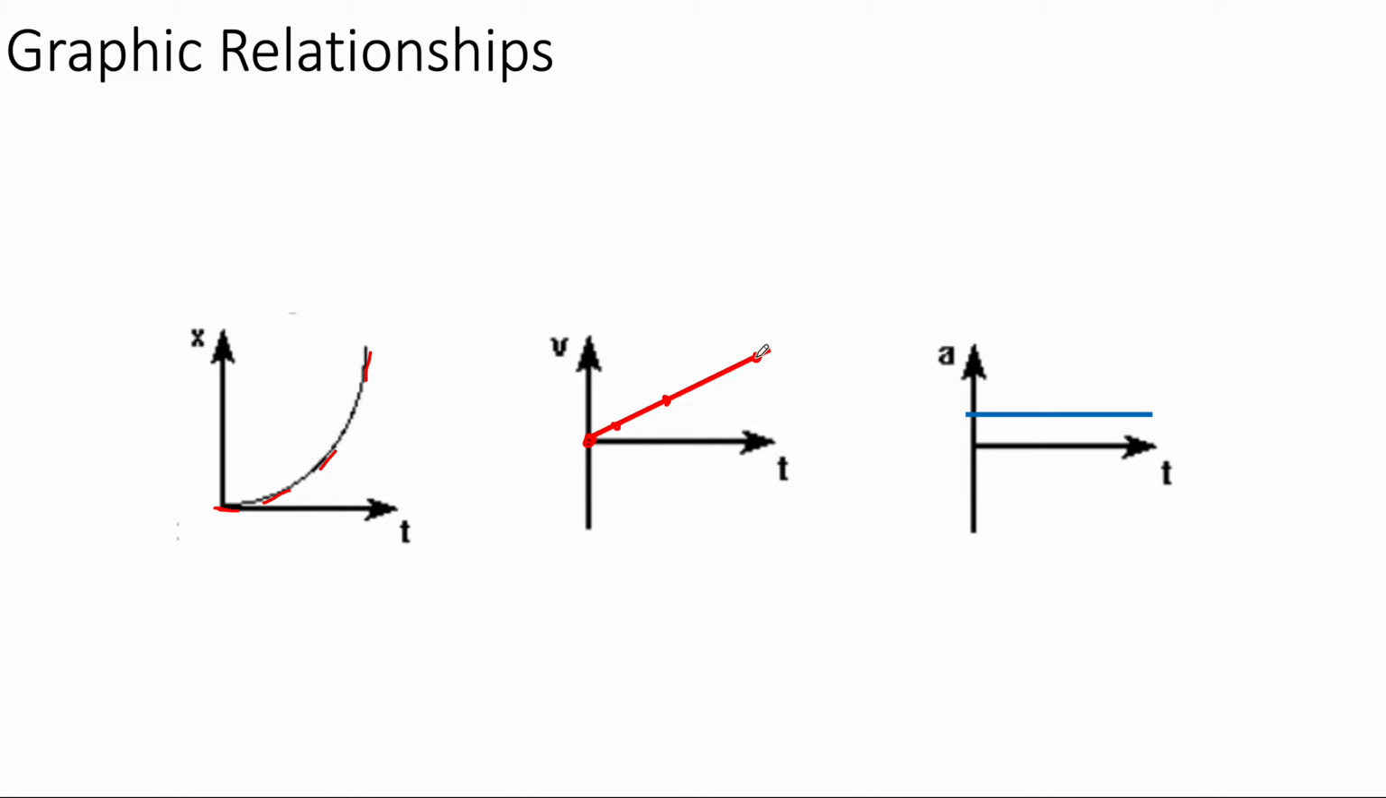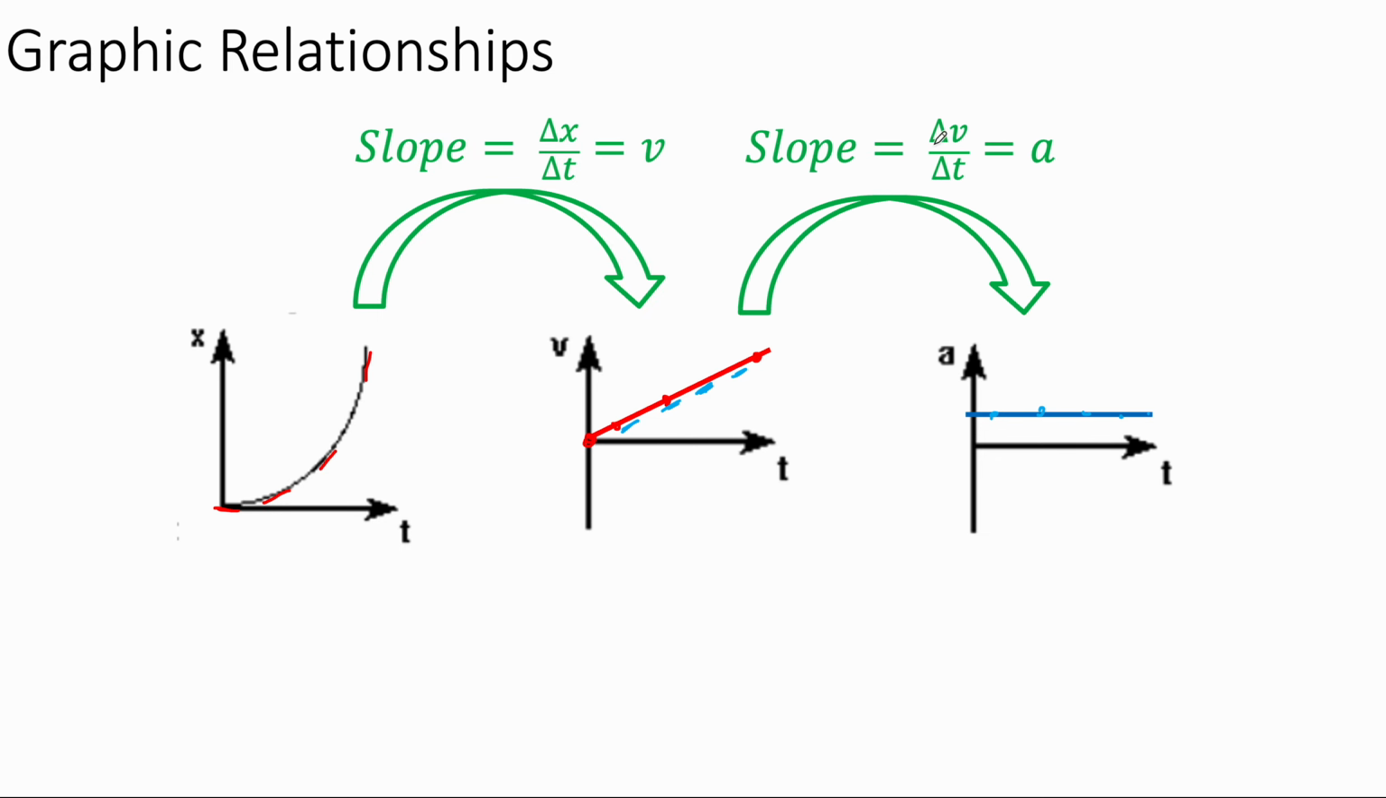In general, how do we get acceleration? Well, the acceleration is just the slope of the velocity versus time graph. In this case, the slope at every single point is constant and positive, which means our acceleration is constant and positive. Here's the general relationship between each one of these. The slope of the position versus time, which is delta x over delta t, gives you the velocity. So the slope of these little red lines gives you the velocity graph. And the slope of a velocity versus time graph, delta v over delta t, rise over run, gives you the acceleration.